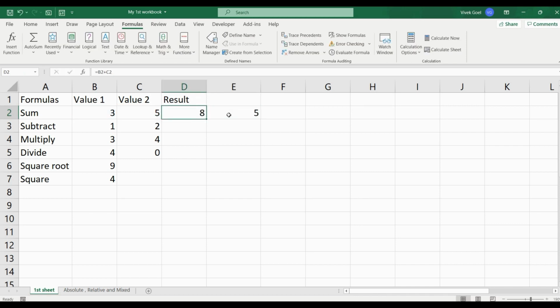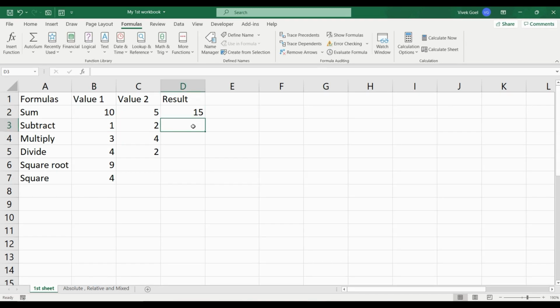If we add another value to our formula, it will be assigned a different color. And if I change the values of the B2 or C2 cell, the result will change accordingly. Let's quickly do the subtract, multiply and divide as well. Since we are subtracting a higher value, we are getting a negative result. If we change 1 to 4, it will give a positive value. The multiplication will give 12 and the division will show 2.